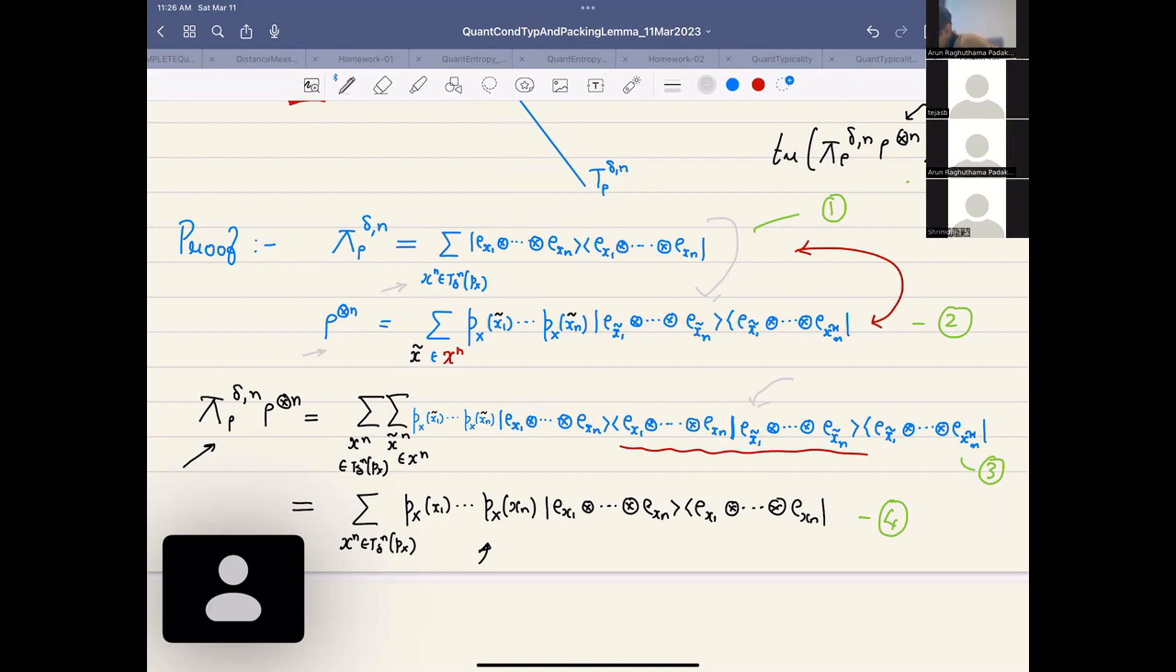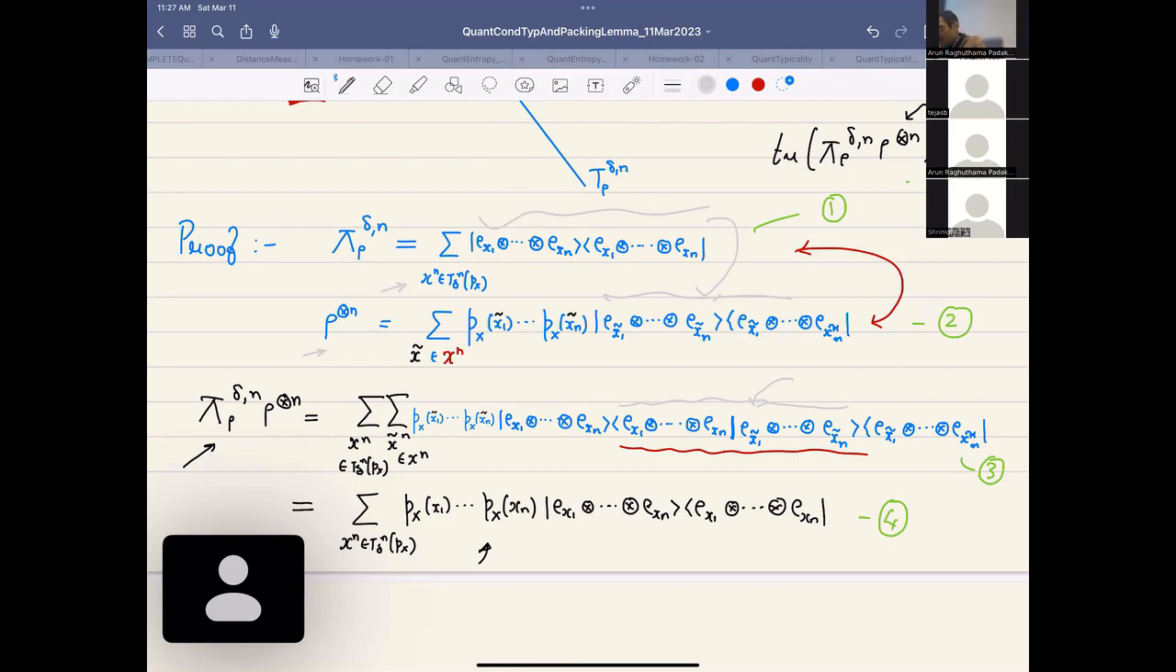I haven't changed the order of the operators. So this is your pi rho, this is your rho tensor n. Now you have this inner product sitting here, and this inner product I told you is equal to 1 if and only if x1 to xn is identically equal to x1 tilde to xn tilde. That is, each x1 equal to x1 tilde, x2 equal to x2 tilde, all the way until xn equal to xn tilde. So that means that this double summation will essentially become a single summation, with the second argument being exactly equal to the first argument.